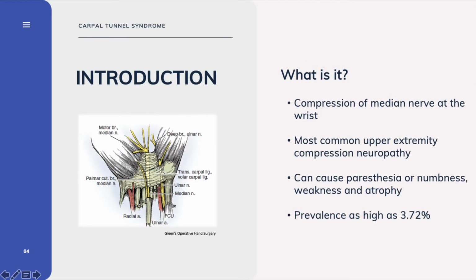Carpal tunnel syndrome is the most common upper extremity compression neuropathy. It is caused by compression of the median nerve at the wrist as it passes through a space-limited osteofibrous canal. This can result in paresthesia or numbness on the radial distribution of the hand, and in long-standing cases, hand weakness and atrophy of the thenar musculature. Its prevalence is reported as high as 3.72% in the general population.